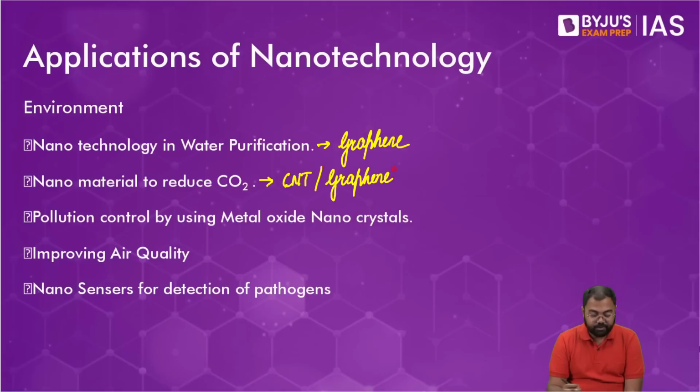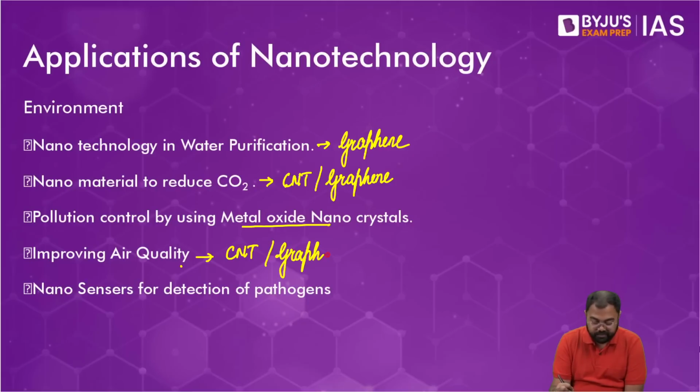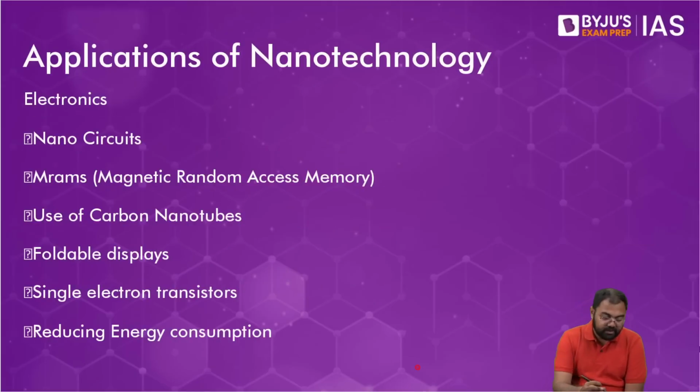Then after that, pollution control using metal oxide nanocrystals. Then improving the air quality, again, we can make the use of carbon nanotubes or graphene in this particular scenario. And then in making nanosensors for detection of pathogens. So here we see that again, especially in disease diagnosis, carbon nanotubes can become very, very crucial. Then in case of electronics, we have nanocircuits where nanowires can become useful. So we can make the use of nanowires.